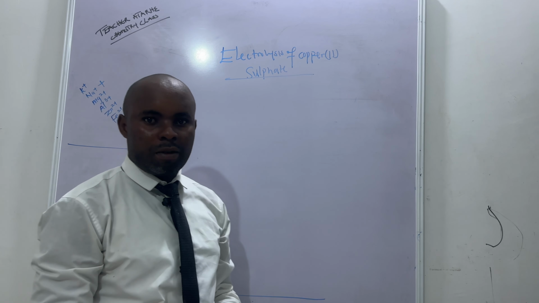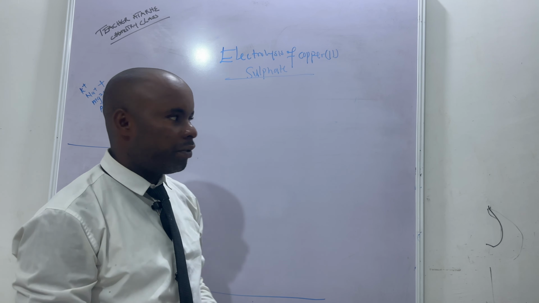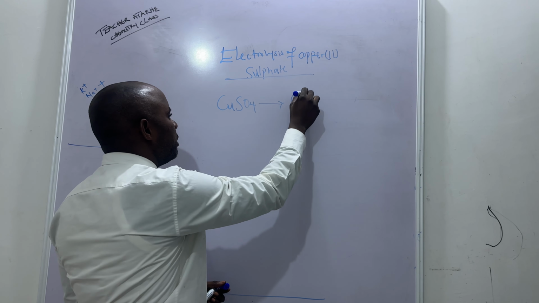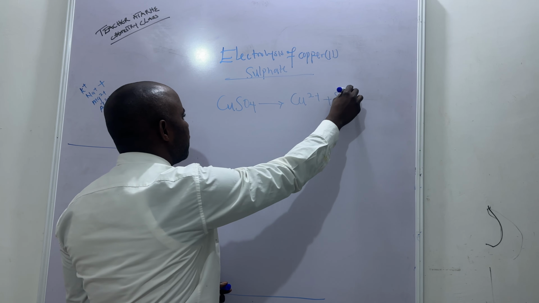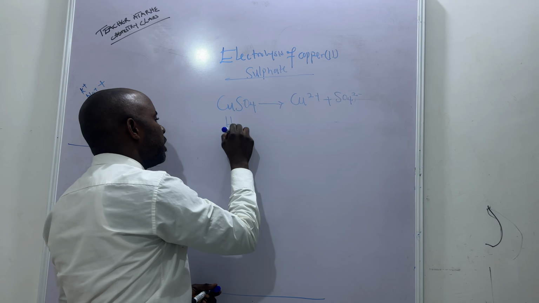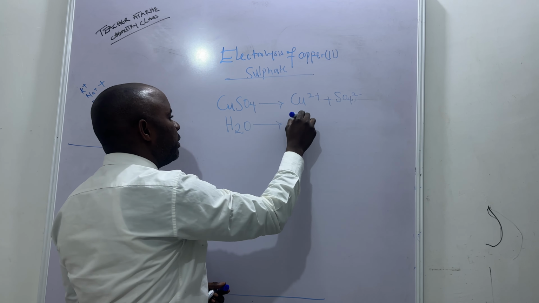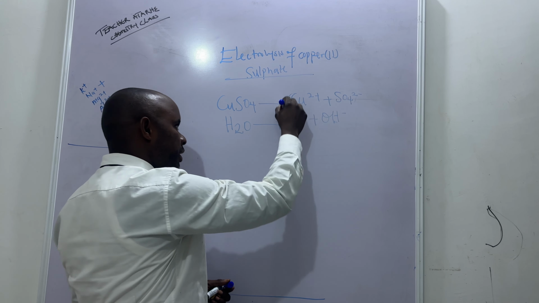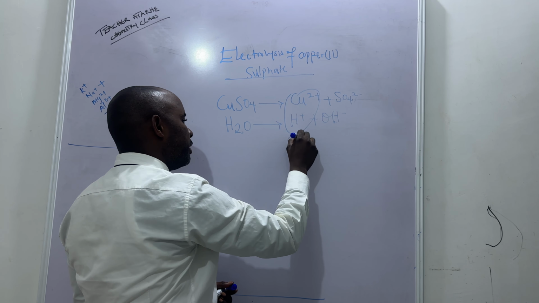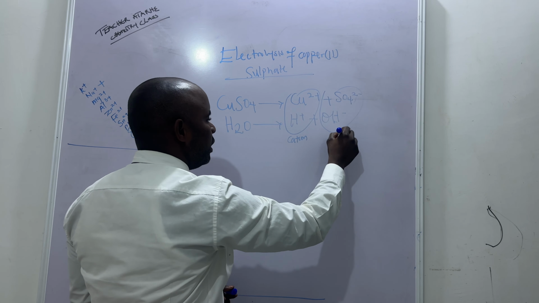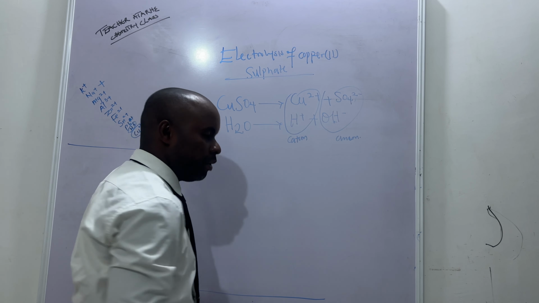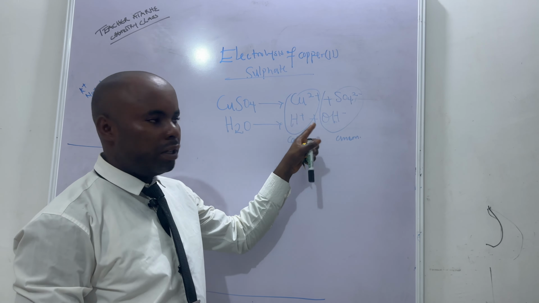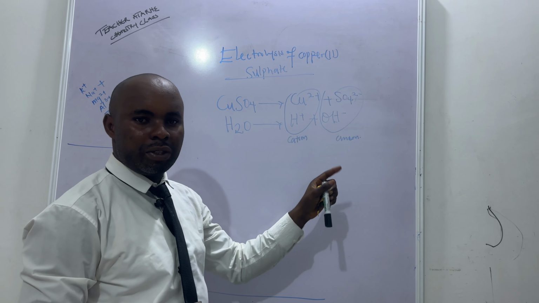In this, we said copper sulphate will undergo a dissociation reaction. Copper(II) sulphate will decompose to give Cu2+ plus SO4 2-. When it is dissolved in water, water will dissociate as well to give hydrogen ion plus OH negative. So the positive side is the cation, and the negative part is the anion. In our previous lesson, we said the positive ions will migrate to the negative pole, which is the cathode, while the negative ions will migrate to the anode, which is the positive pole.